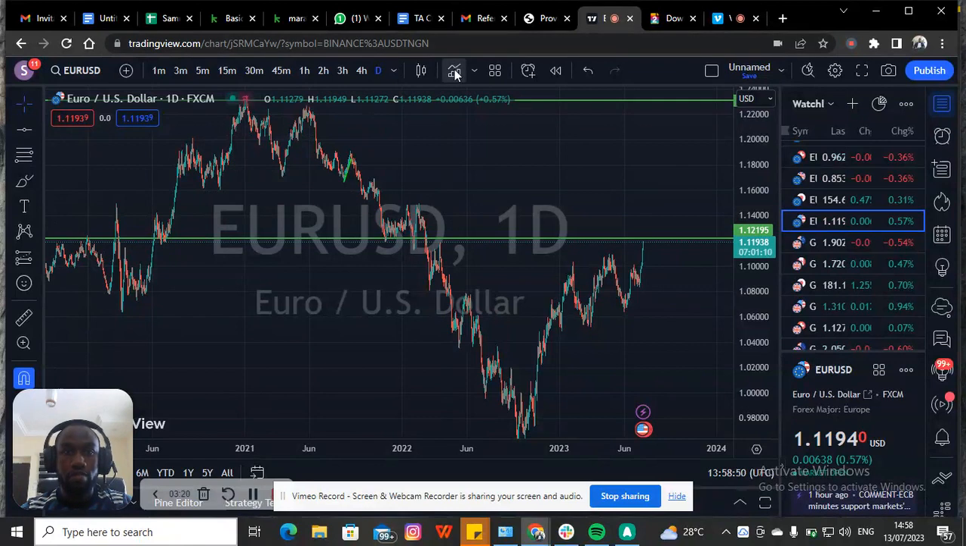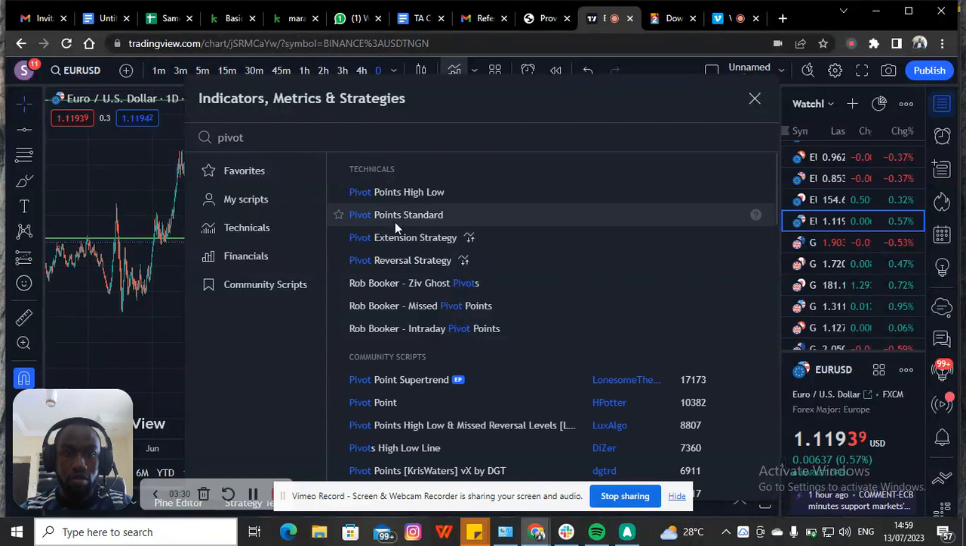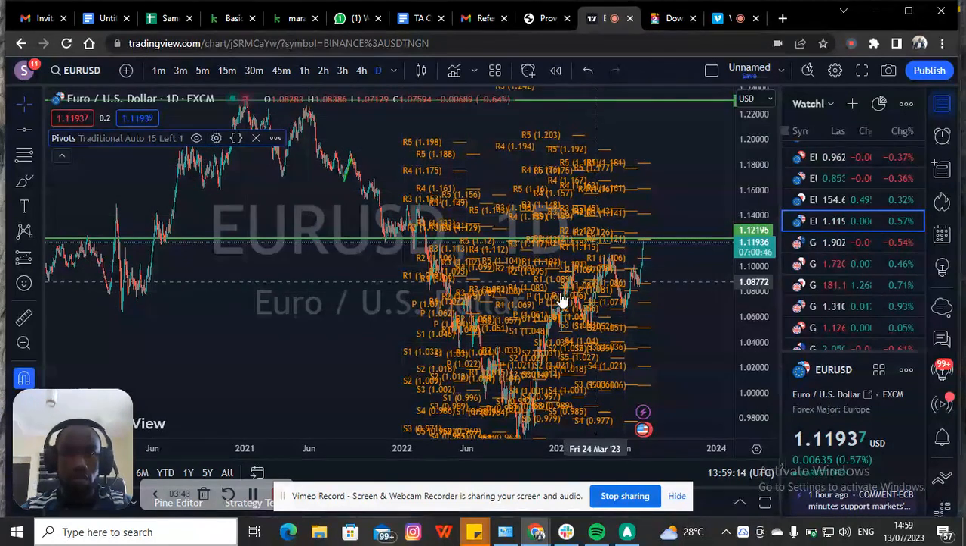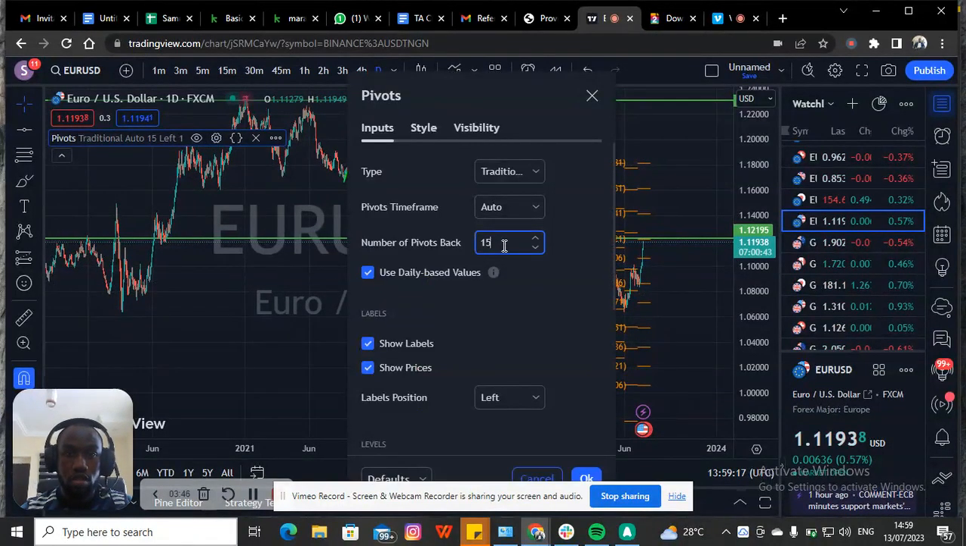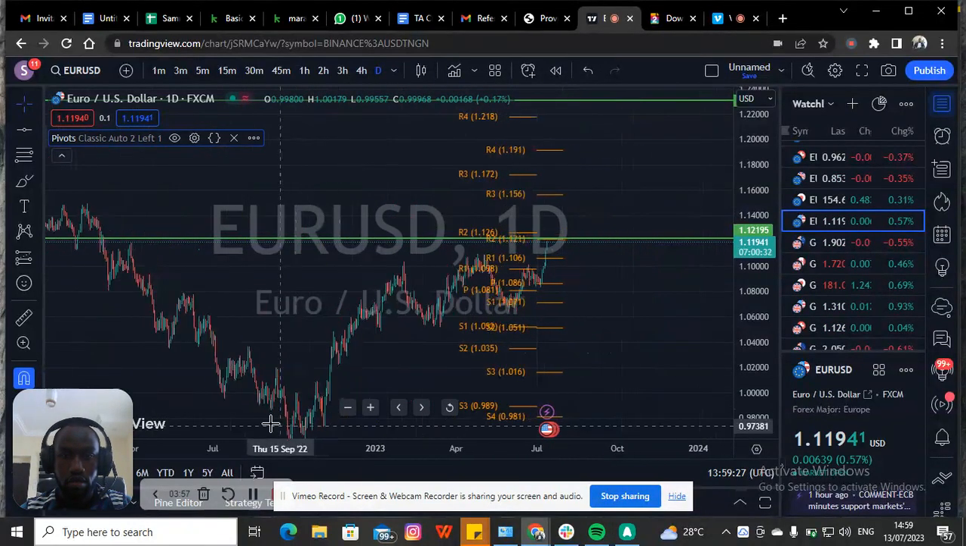So let me show you how I set up my pivot points. You just look for your indicators, and then I type in pivot points. I like to work with pivot point standard. I should probably make that my favorite. Once it's up there, you're trying to refine it to make it work for you. This is a lot of pivots. So I like to work with two pivots, and then I switch it to classic. Once you switch it to classic, it just clarifies everything for you.